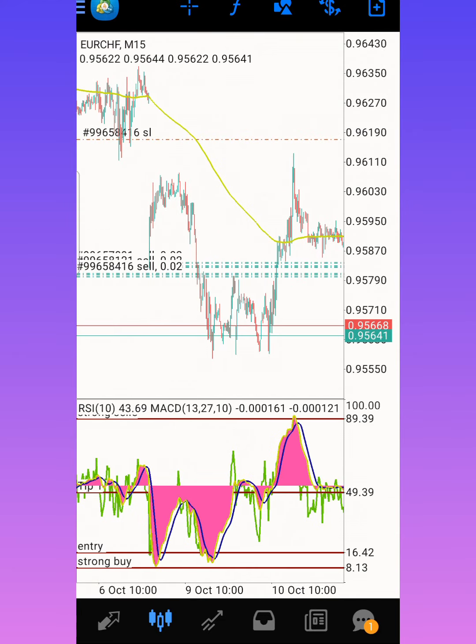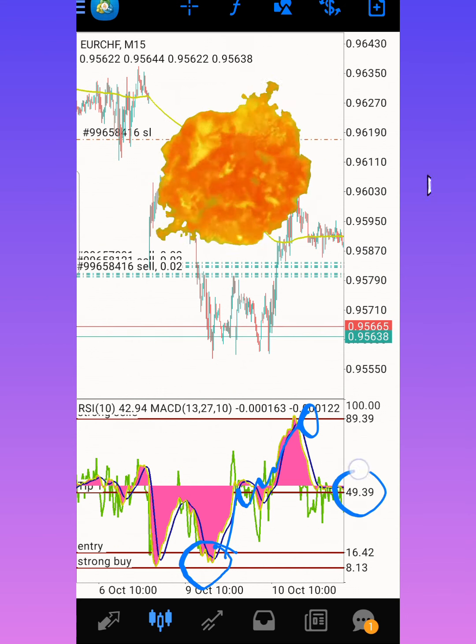I hope you understand, because buying the market, buying the currency, as you can see here, a strong buy: when you want to buy the currency, you buy when the market reaches this level 8.18, and then you buy the currency, and it's gonna go all the way up to level 89.39. Your first take profit is this one between right here.